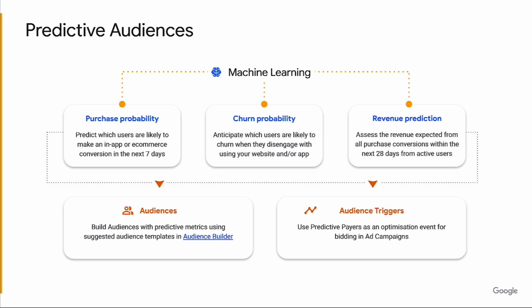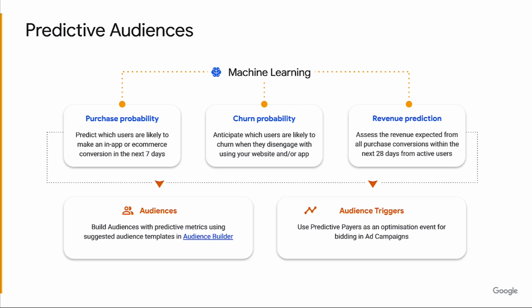Churn probability helps you anticipate which users are likely to churn when they disengage with your website or app. And then lastly, the revenue prediction metric helps you assess the revenue expected from all purchase conversions within the next 28 days from active users.